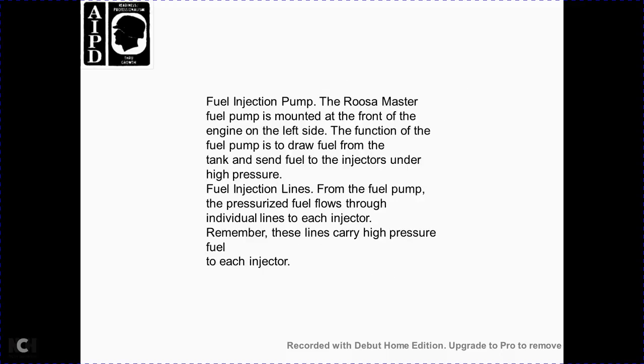Fuel injection pump. The Rotomaster fuel pump is mounted in the front of the engine on the left side. Fuel is drawn from the tank through the sediment bowl into the injectors under high pressure. From the fuel pump, the pressurized fuel flows through the high pressure fuel injection lines to the individual lines in each of the injectors. Remember, these lines carry high pressure fuel to each of the injectors.